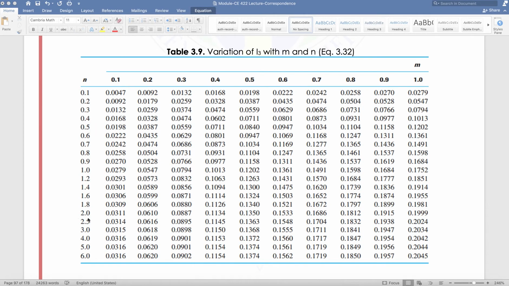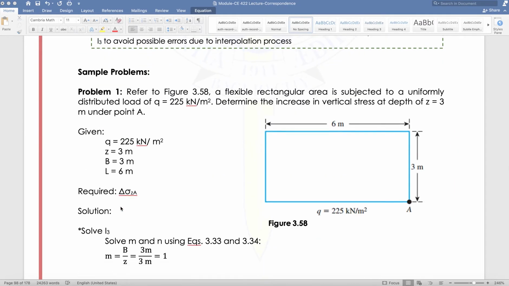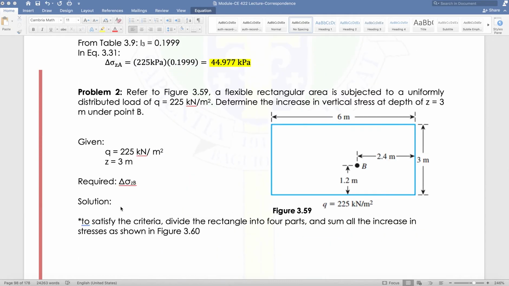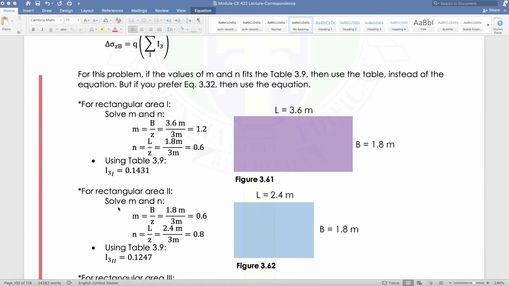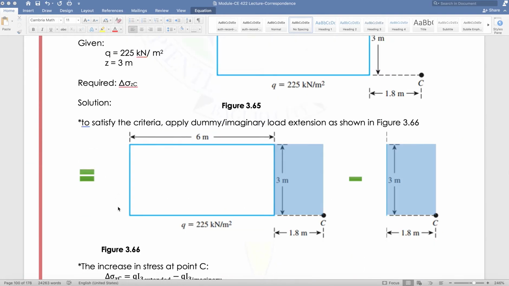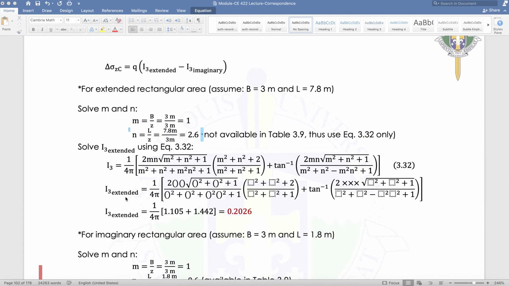So dito sa table natin, 2 at saka 2.5, at 2.5 and 3. So we have an increment of 0.5. Therefore, we do not have the value for M and N. So, given the situation, what we're going to do is to use our formula. I repeat, we will be using our formula instead of interpolating. That is to avoid errors due to interpolation.